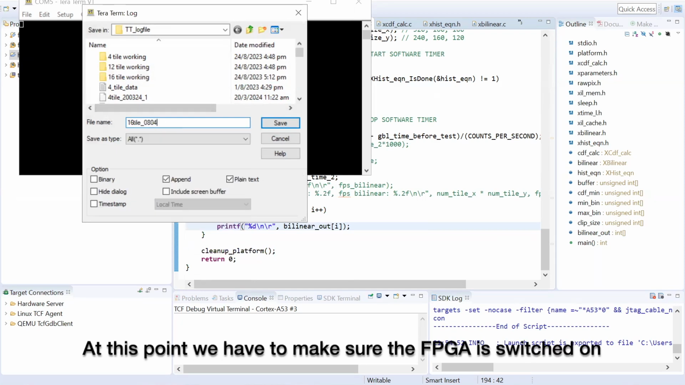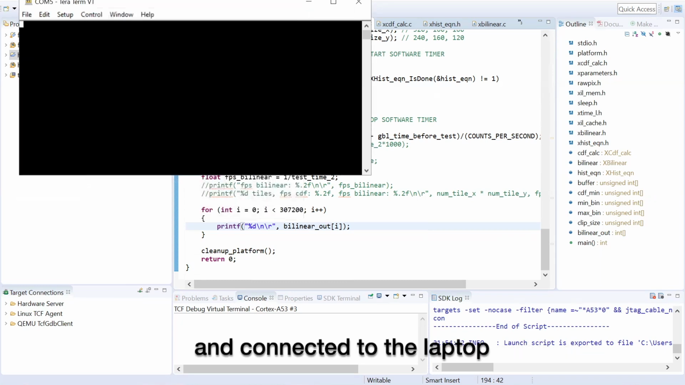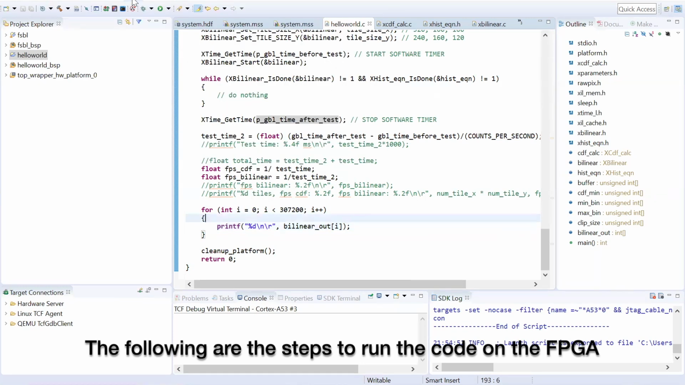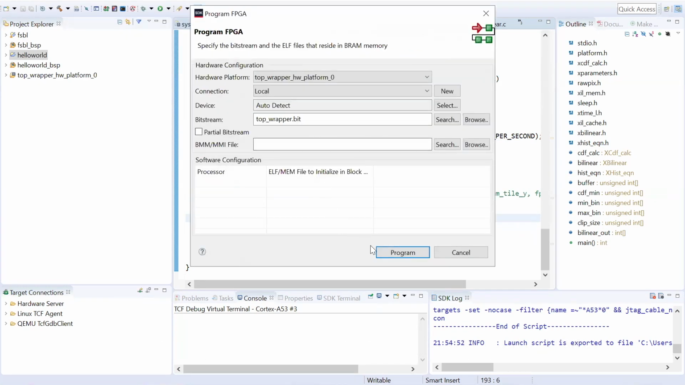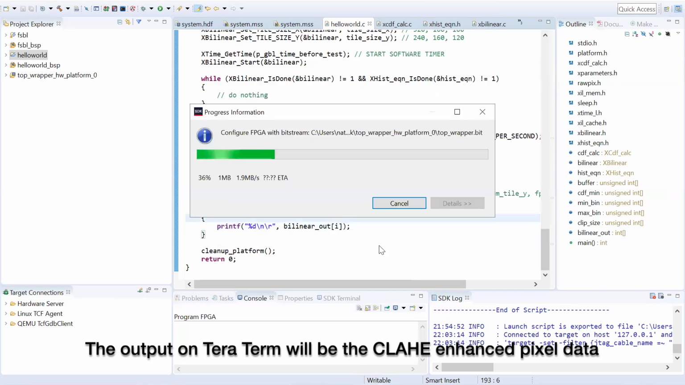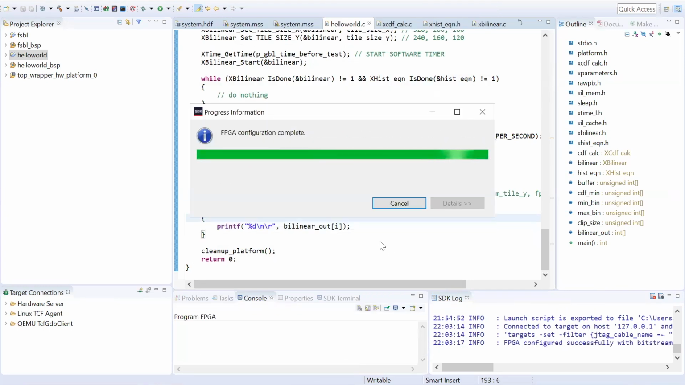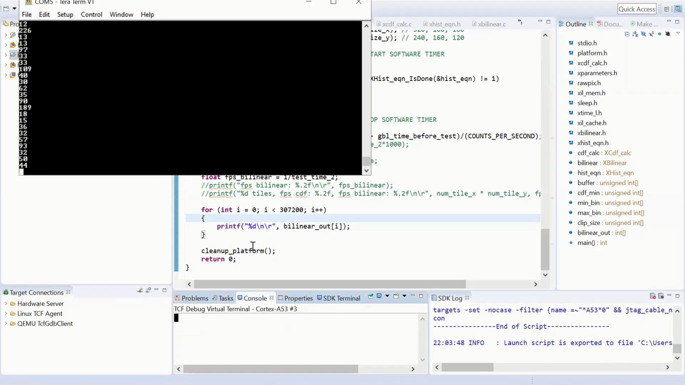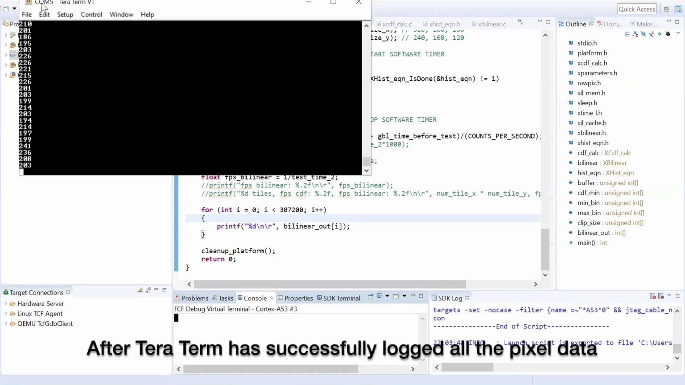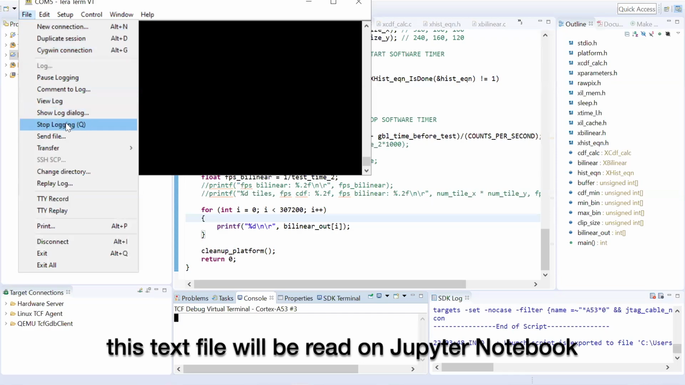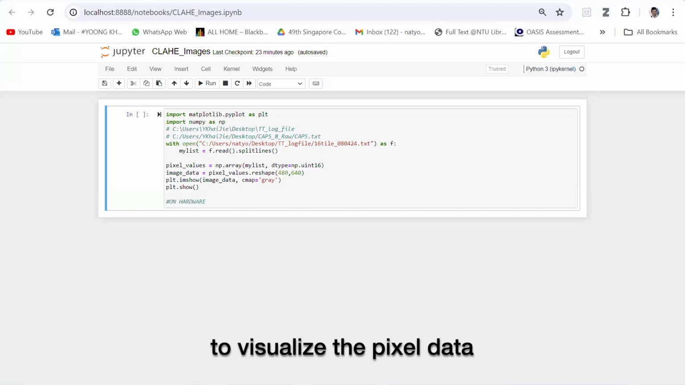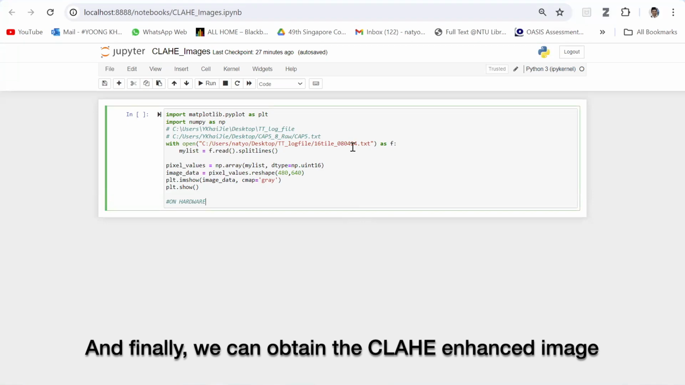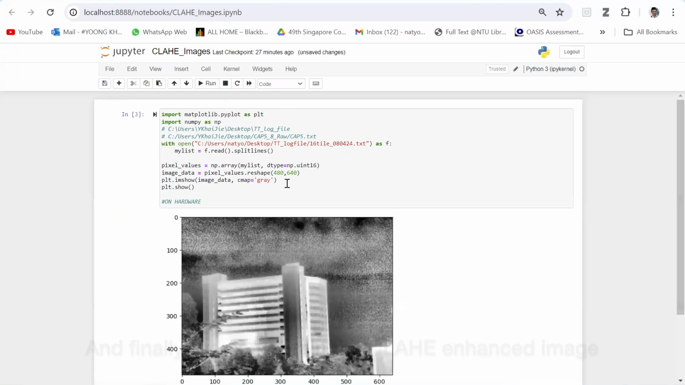16tau_080424. At this point, we have to make sure that the FPGA is switched on and connected to the laptop. The following are the steps to run the code on the FPGA. The output on Teraterm will be the CLAHE enhanced pixel data. After Teraterm has successfully logged all the pixel data, this text file will be read on Jupyter Notebook to visualize the pixel data. And finally, we can obtain the CLAHE enhanced image.